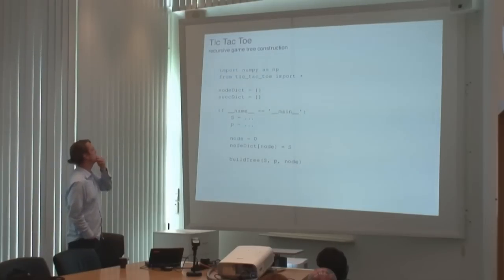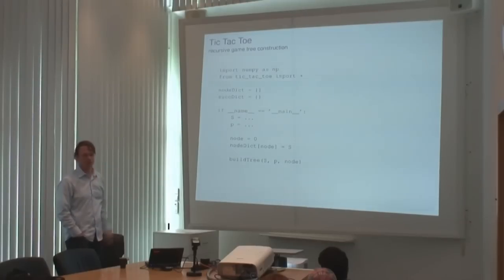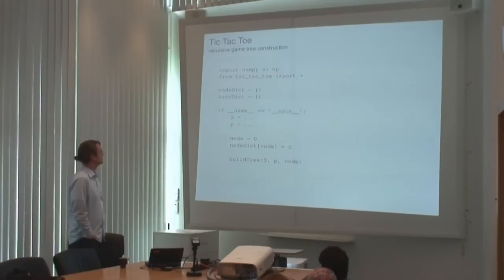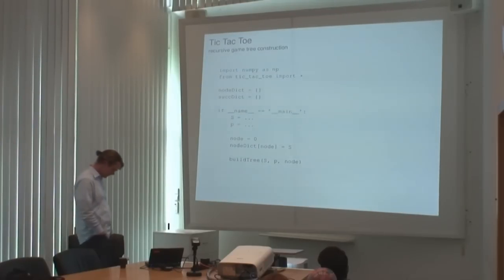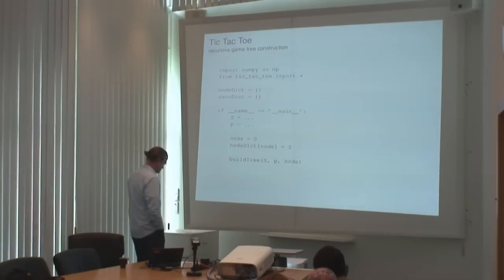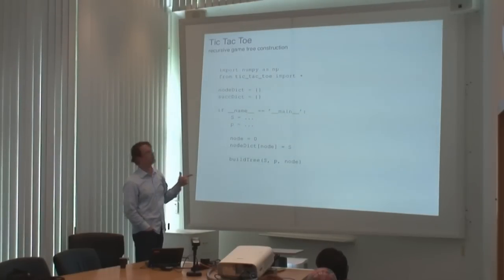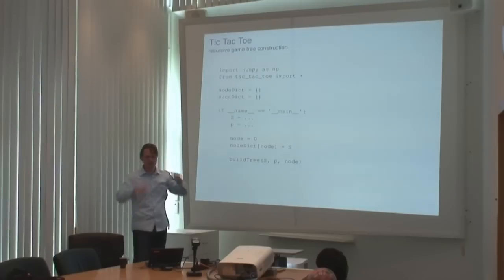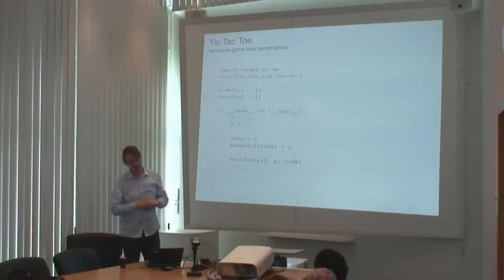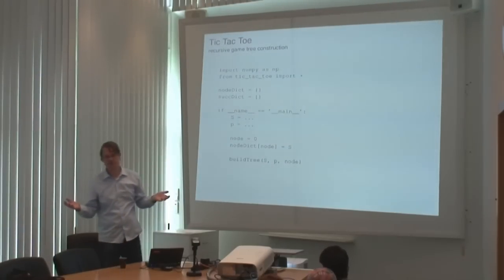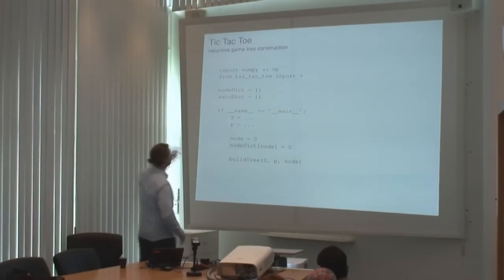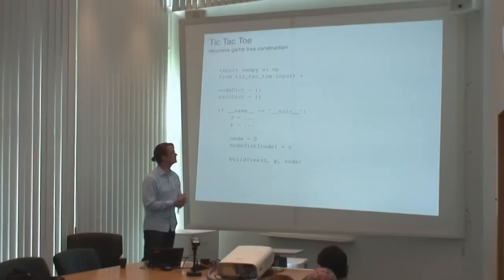First, again, I import numpy as np. And then from this tic-tac-toe code we just went through, I import everything, in particular the function to check if the node is a terminal node. Then I am initializing two dictionaries. In Python, these dictionaries are indicated by the curly brackets, and I am initializing them to be empty dictionaries. Then we start the main part of the program.